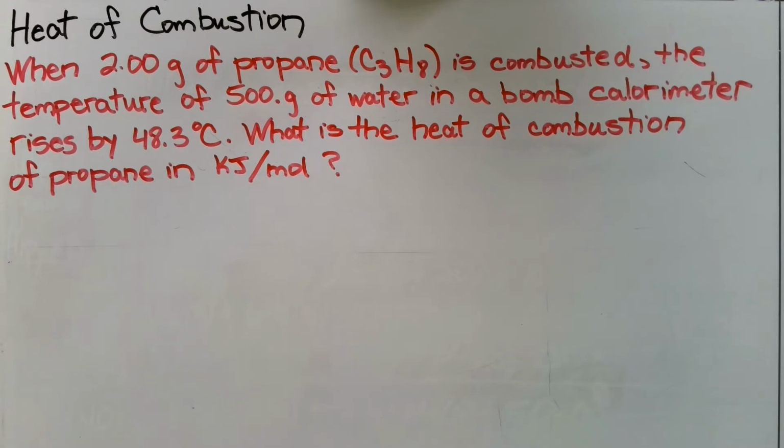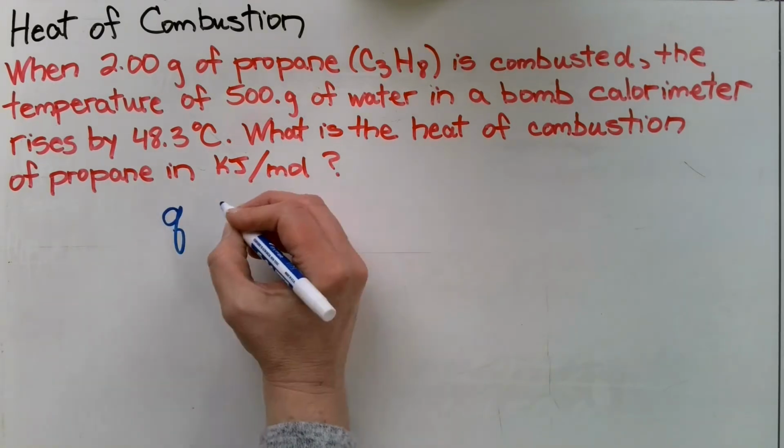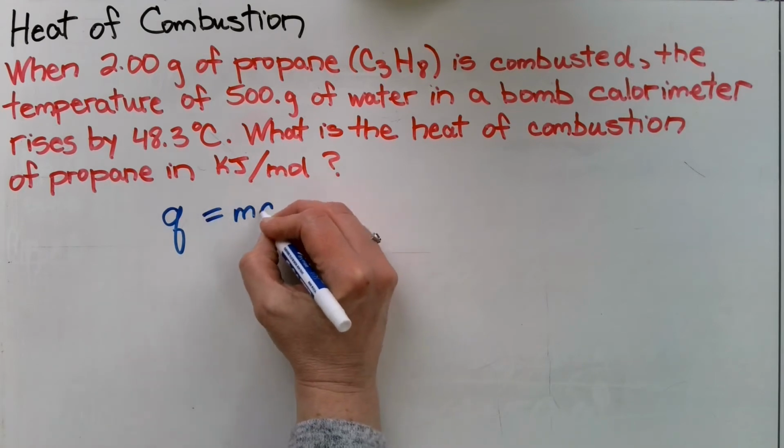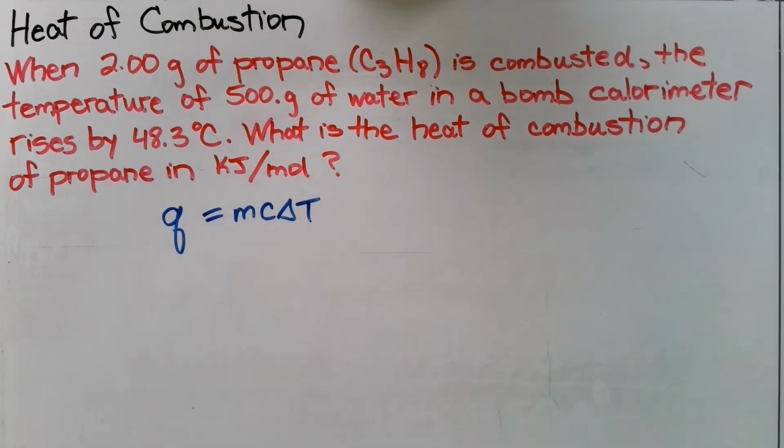So for this particular problem, we need to recognize that if we can figure out how much heat the water absorbed, then we can set that equal to the amount of energy released by the propane. So we have enough information to figure out the heat absorbed by the water. You will use Q equals mcΔT to figure out the amount of heat gained by the water.